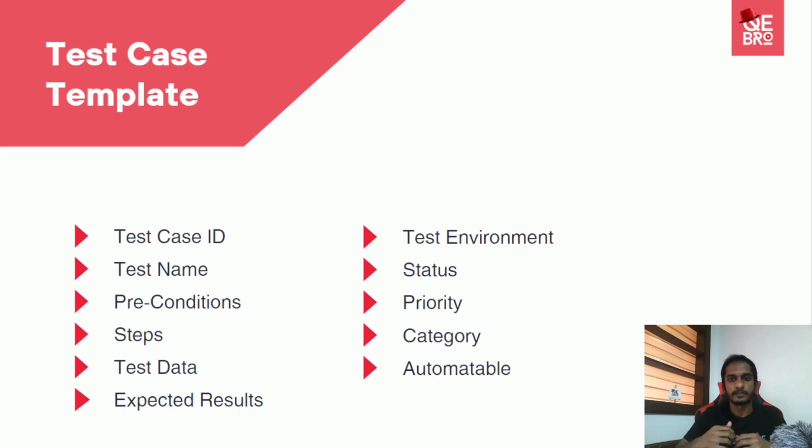And then the expected results. This is the then part in our given-when-then structure. Given preconditions, when steps and test data, then the expected results. So that is the given-when-then structure.